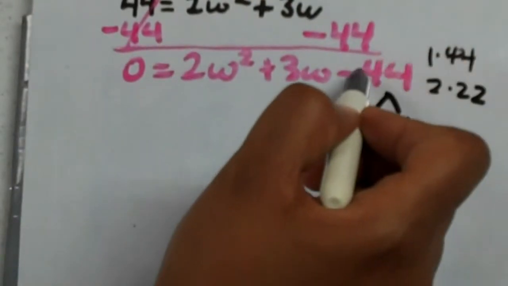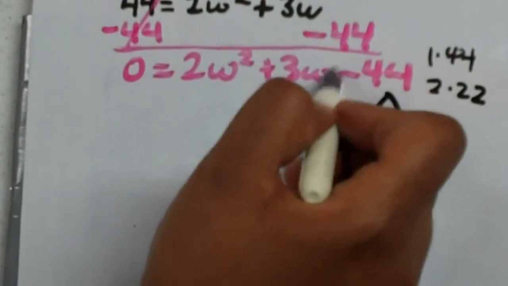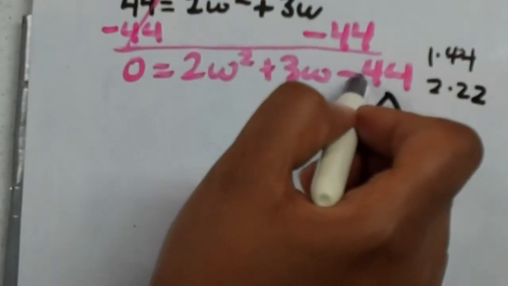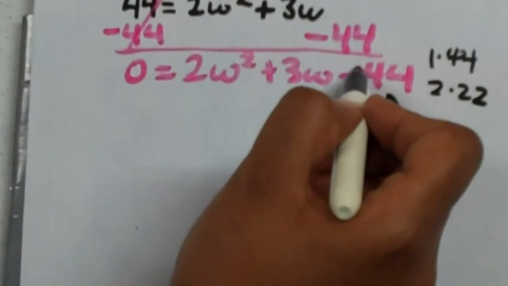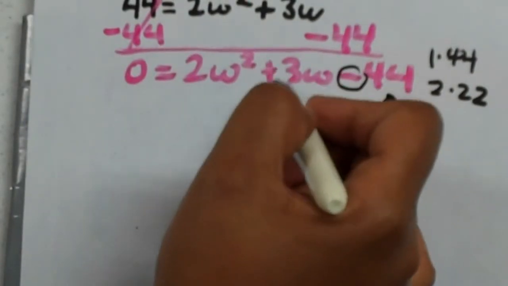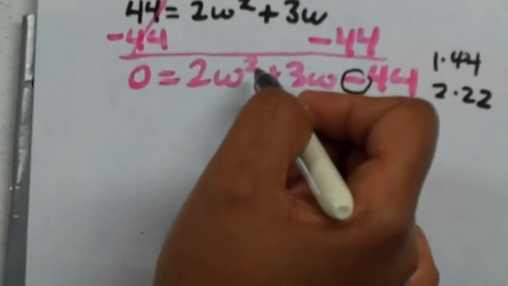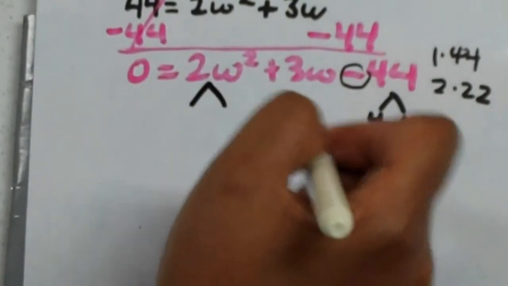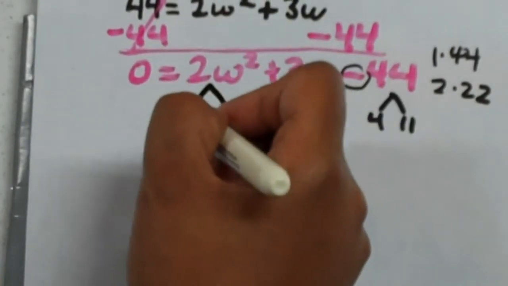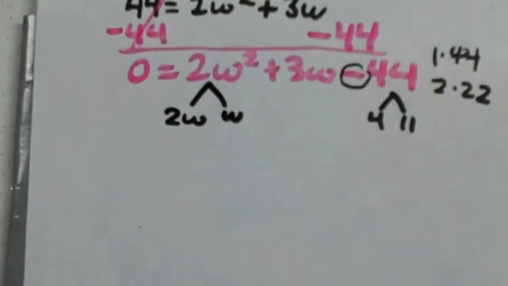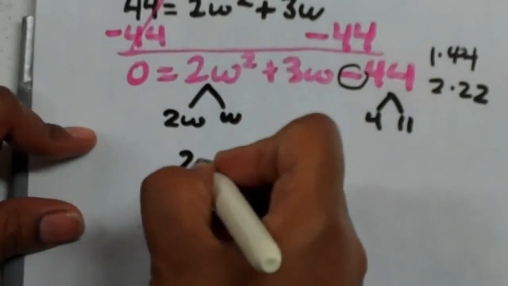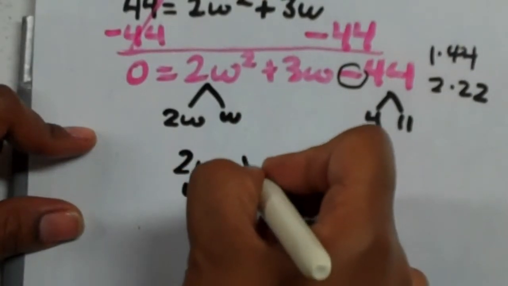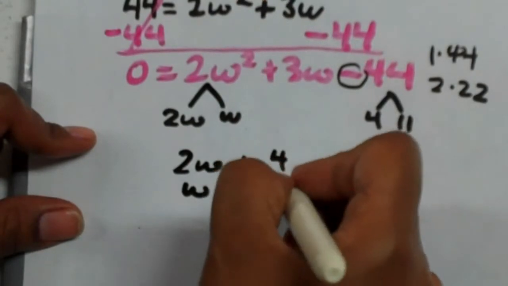I'm looking here and I see that my sign is an opposite sign. The negative means that my factors are going to have opposite signs. And when I look here, I see that the larger factor is going to be positive. So let's try 2 and W. In order to get 2W squared, the only thing I can multiply together would be 2W times W. So now let's try to use this information to factor. So I have 2W and W. My signs are opposite, plus and minus, and I have 4 and 11.